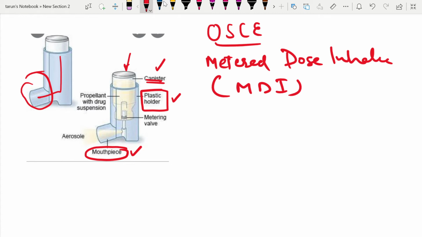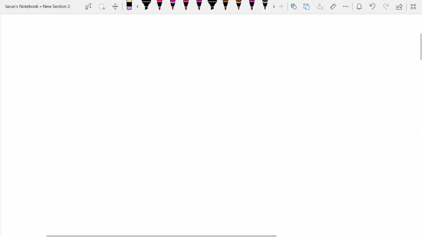So this is the description: it is an L-shaped tube made up of plastic. The plastic holder consists of a mouthpiece and holds the canister of medicine to be inhaled. The mouthpiece has a cover or a cap. Then the examiner can ask how to use it, and you will elaborate how to use the metered dose inhaler.